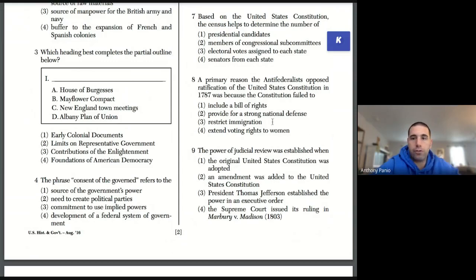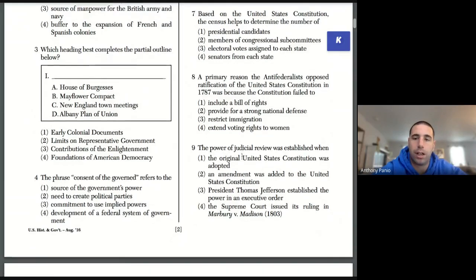Number 9, the power of judicial review was established in the Supreme Court case of Marbury versus Madison. Okay, whenever you think judicial review, you should think Marbury versus Madison. Judicial review gives the Supreme Court the power to review actions from the branches of government, along with ruling if laws were constitutional or unconstitutional.